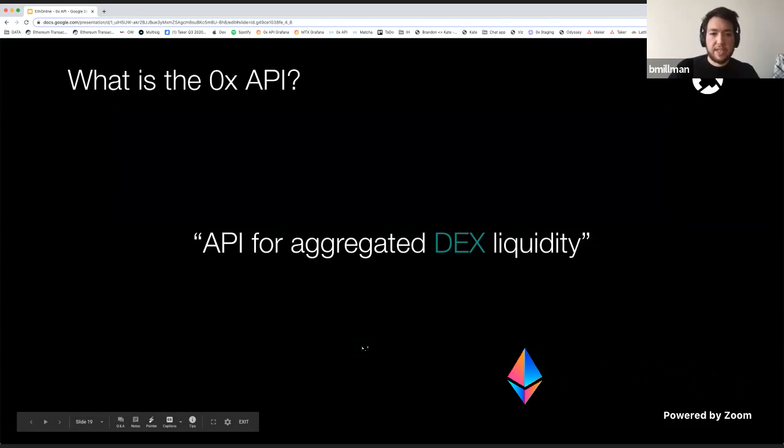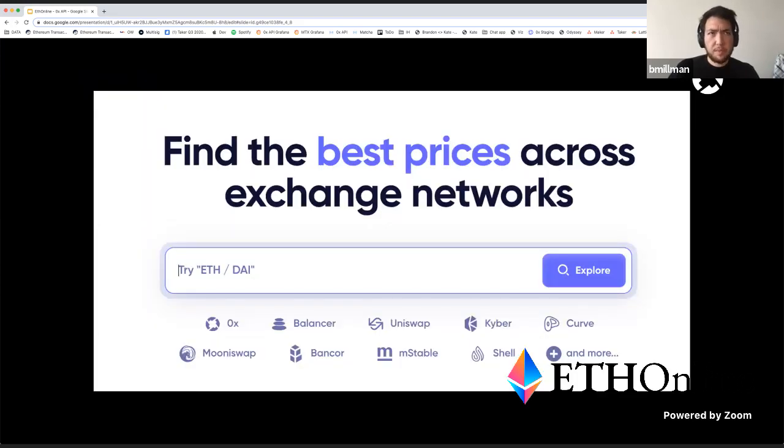And the next word, or acronym rather, is DEX, which stands for decentralized exchange. Decentralized exchanges are sources of liquidity that live on the Ethereum blockchain. Some examples to highlight: 0x, Balancer, Uniswap, Kyber, Curve, etc. You've probably heard of all these different things before. These are what we would consider to be decentralized exchanges, or sources of liquidity that live on the Ethereum blockchain.